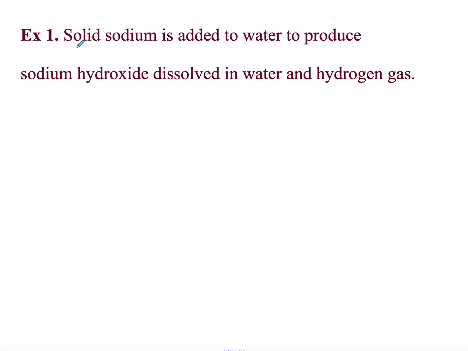I read this. I see solid sodium is added to water to produce sodium hydroxide dissolved in water and hydrogen gas. So I got 4 things going on here. The first thing I look for are the words that tell me what's happening. I see is added to. All of that just means plus. So on either side of that, I see solid sodium is added to, solid sodium plus water. Then I see to produce. So that tells me it's my arrow. And then whatever's on the other side of the sentence is going to be whatever's on the other side of the arrow. Sodium hydroxide dissolved in water and hydrogen gas.